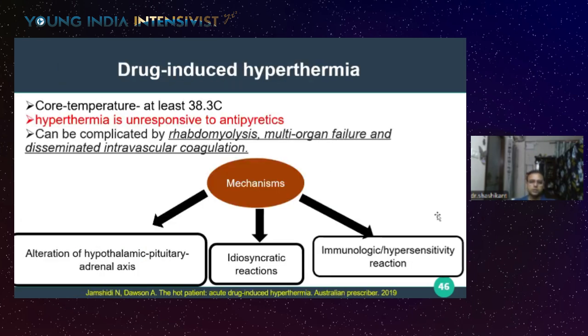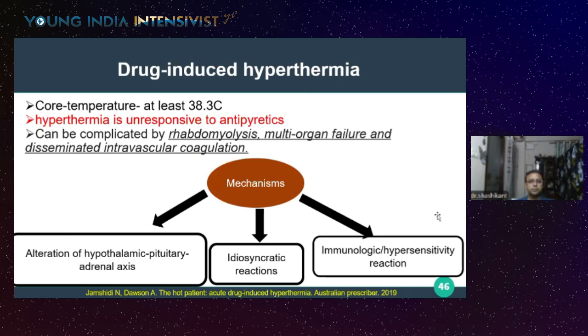So now coming to other drug-induced hyperthermia categories apart from MH. In drug-induced hyperthermia, the core temperature is at least 38.3 degrees Celsius. And importantly, this hyperthermia is unresponsive to antipyretics.